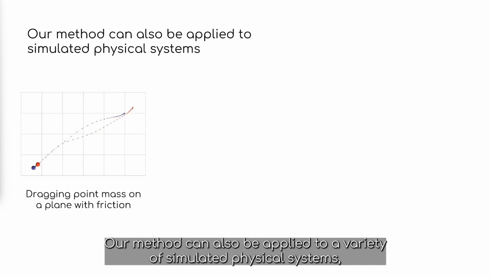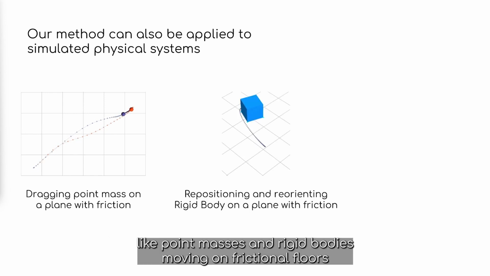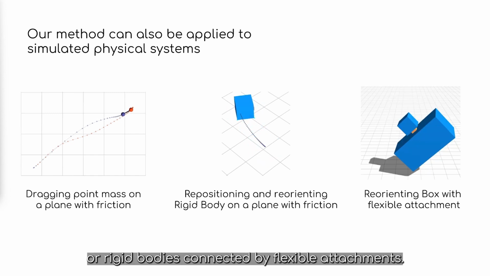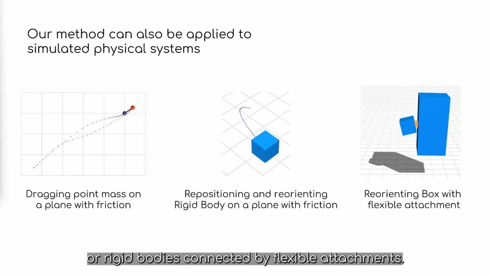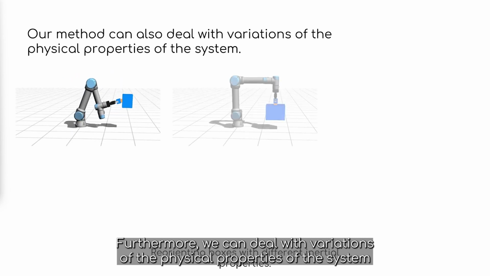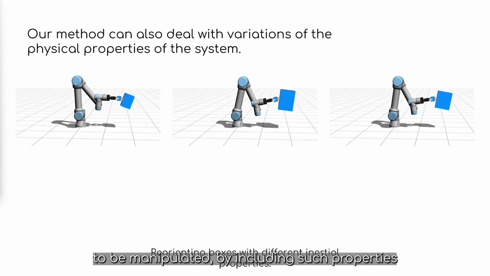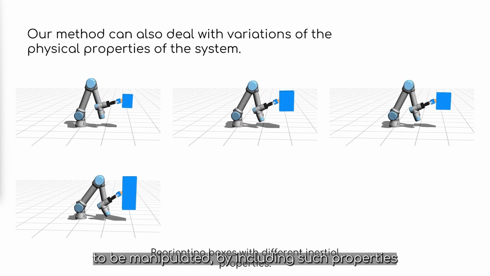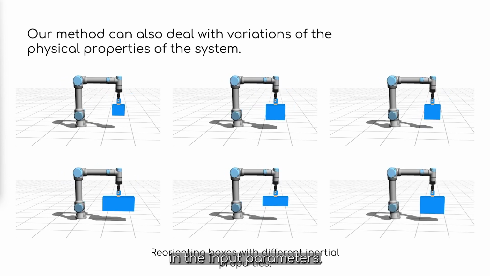Our method can also be applied to a variety of simulated physical systems, like point masses and rigid bodies moving on frictional floors, or rigid bodies connected by flexible attachments. Furthermore, we can deal with variations of the physical properties of the system to be manipulated by including such properties in the input parameters.